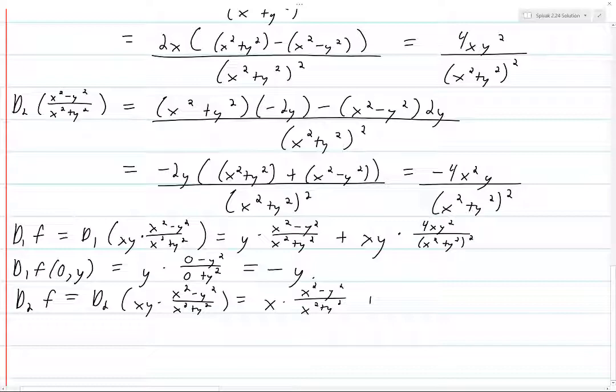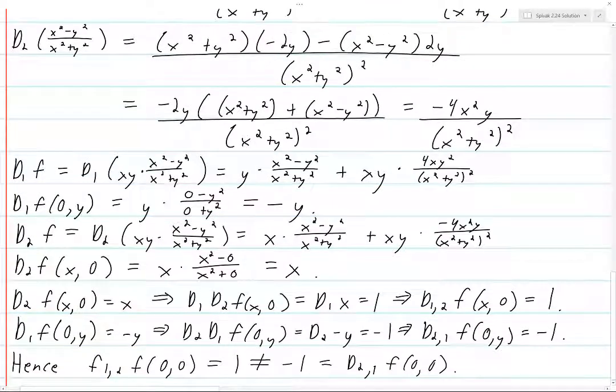Hence, d1,2 of f at 0, 0 is going to be 1, and 1 is not equal to negative 1, but that's what you get when you evaluate d2,1 at 0 comma 0. And that's exactly what we wanted to prove. So we are now done with the exercise.